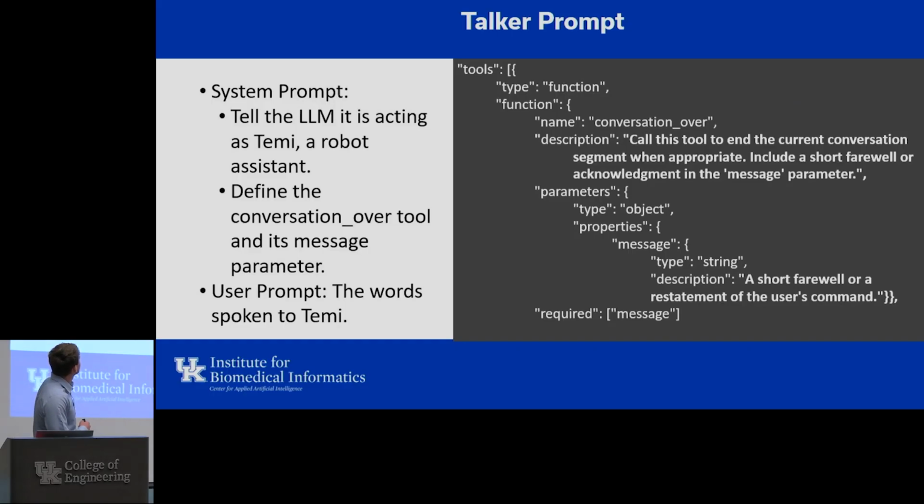That's to reinforce the tool call, but the important part of the tool call is you provide it in the JSON request to the language model. You define it programmatically. You give a description of the tool, when to call it, and then you also provide the parameters. So the conversation over tool call has a message parameter, so Temi can speak even after he's ended the conversation, and we require Temi to use that message parameter. So this uses the fine-tuned tool calling capability of the language model. And then, for the user prompt for the talker LLM, that's just whatever you speak to Temi.